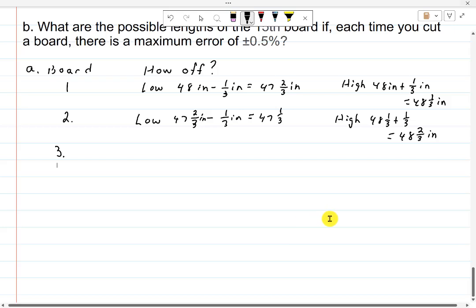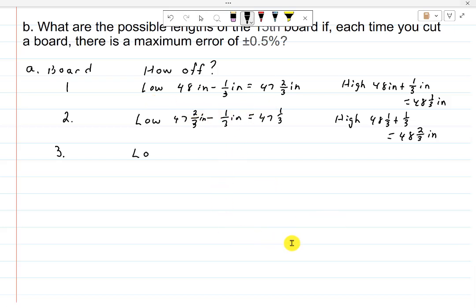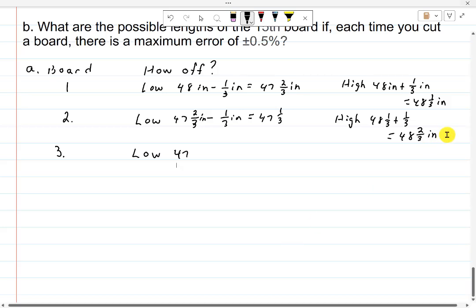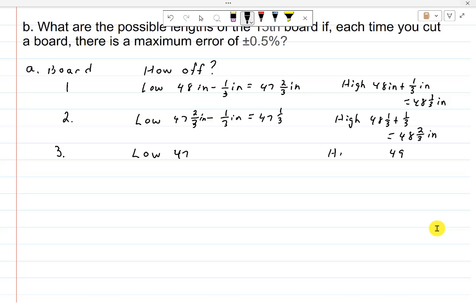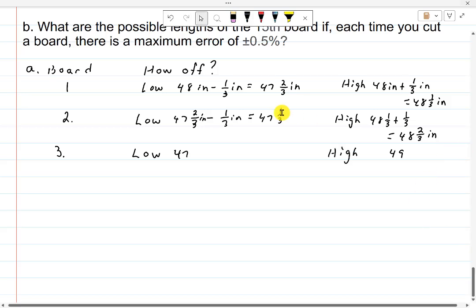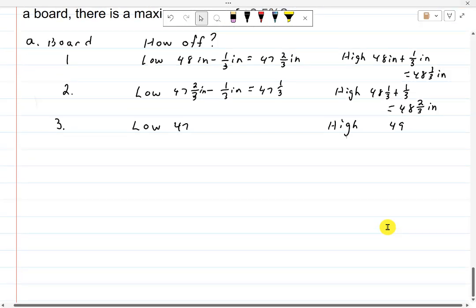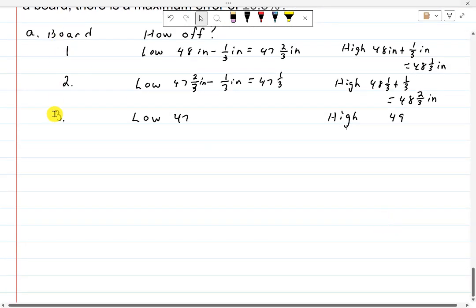This time I'm going to subtract another 1/3 of an inch from this. So my low will be 47 and my high will be 49. So I subtracted 1/3 from this last number. I added 1/3 to this last number. Well, hopefully you can see there's a pattern here. After 3 of them, the low is 1 inch lower and the high is 1 inch higher. So because it's the same amount for every single board, what you can do is this.